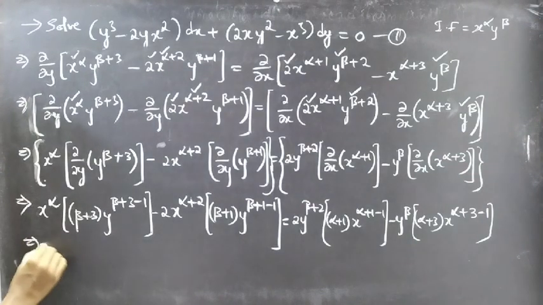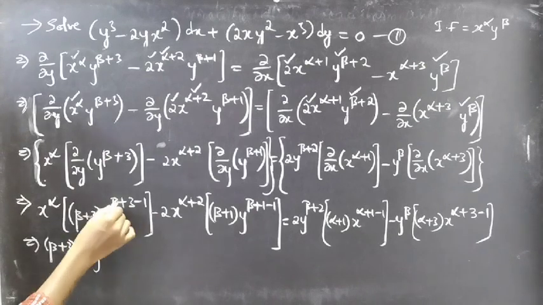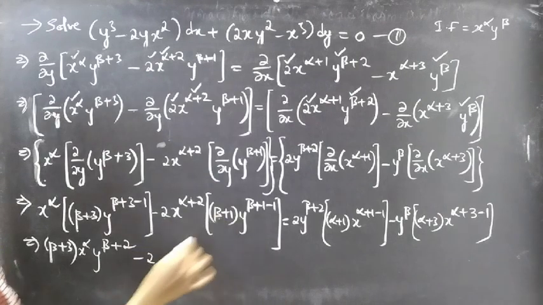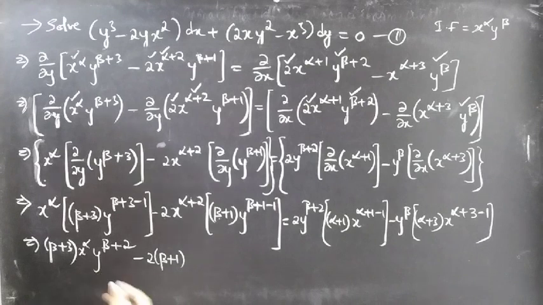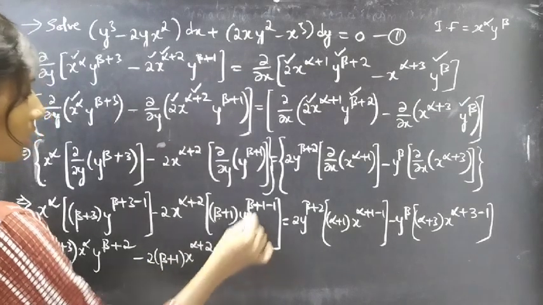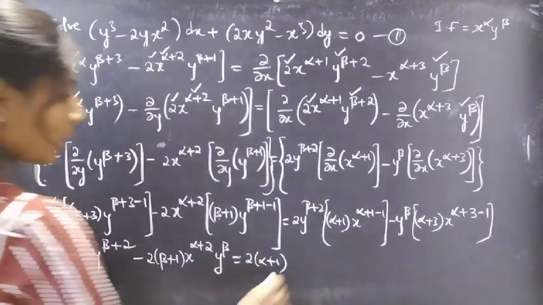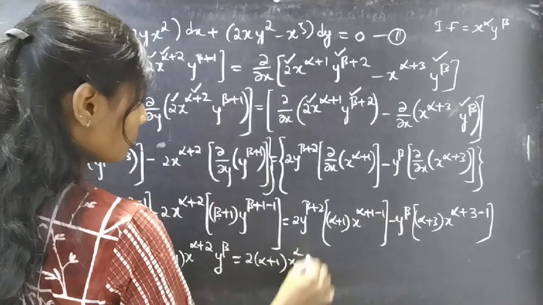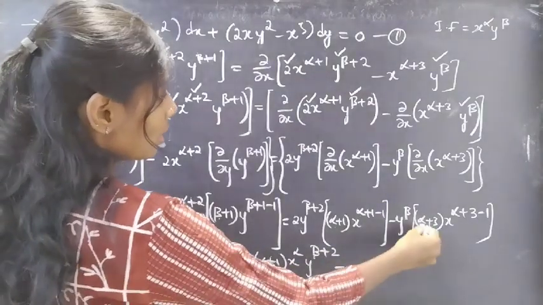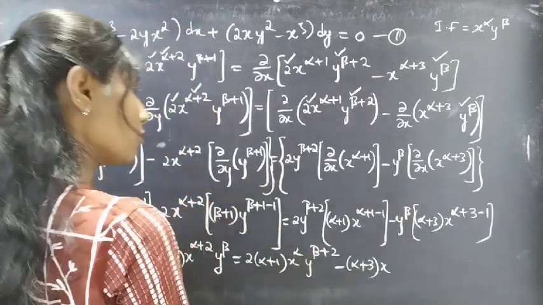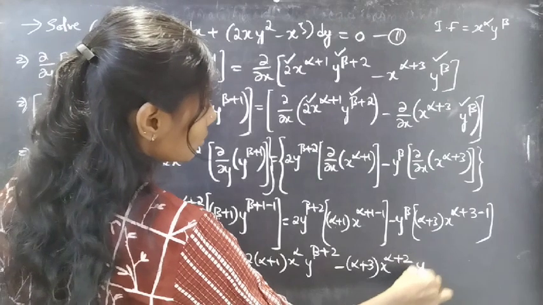Okay, this gives us x^α (β+3) y^(β+3−1), which is y^(β+2). Minus 2(β+1) x^(α+2) y^(β+1−1), which is y^β, equal to 2(α+1) x^(α+1−1), which is x^α y^(β+2), minus (α+3) x^(α+3−1), which is x^(α+2). We'll get (α+2) y^β.